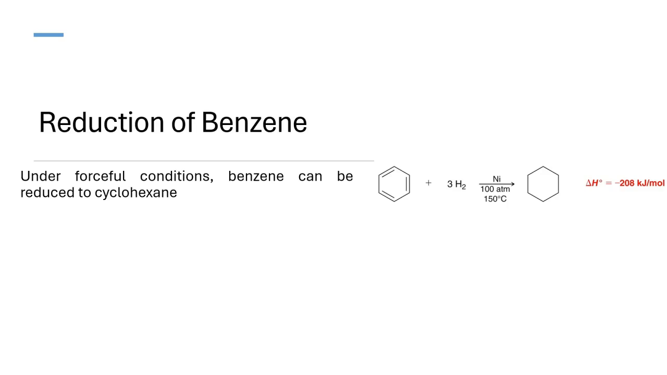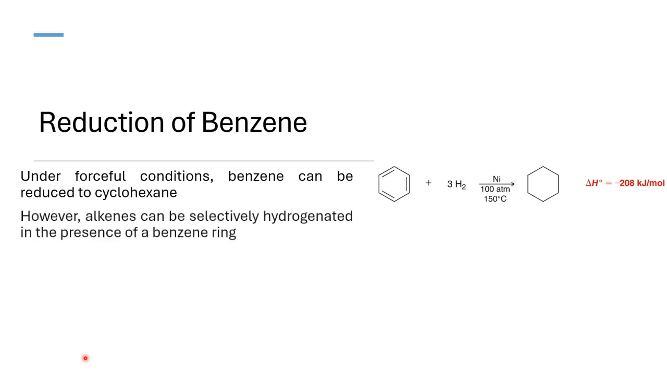Reduction of benzene. Under forceful conditions, benzene can be reduced to cyclohexane. Note the pressure, 100 atm, 150 degrees Celsius, the presence of a transition metal catalyst like nickel, and 3 equivalents of hydrogen gas will have this undergo reduction. However, alkenes can be selectively hydrogenated in the presence of a benzene ring. If we then do not have forceful conditions, an alkene can still undergo hydrogenation. Because the benzene ring is very stable, it will not be affected.